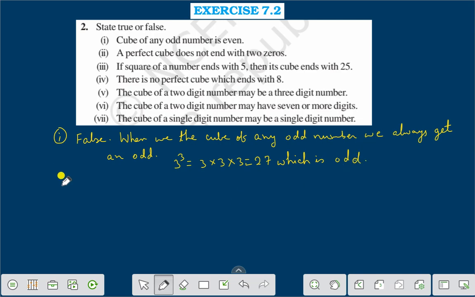Now question number 2 is, a perfect cube does not end with 2 zeros. That is true. Why is it true?